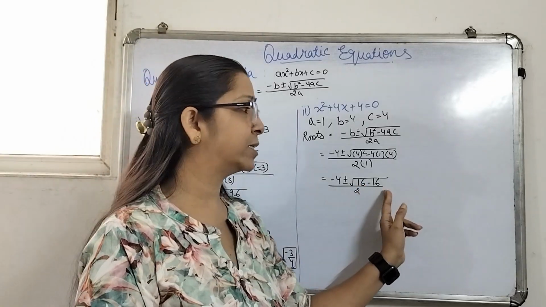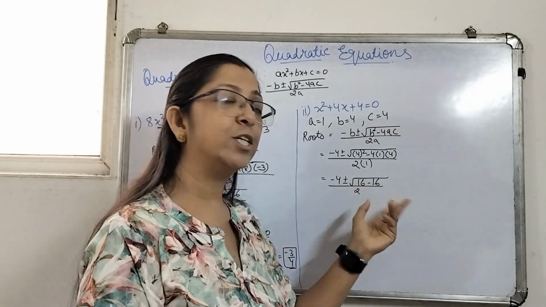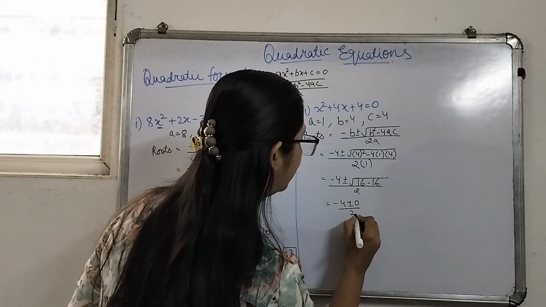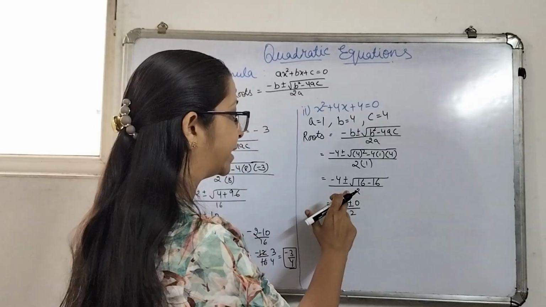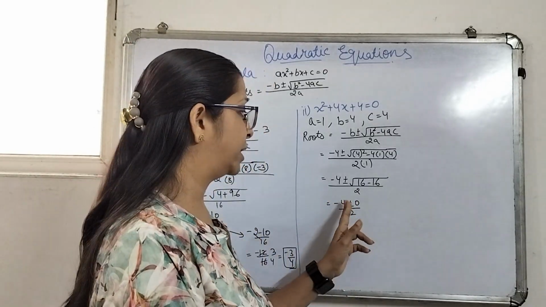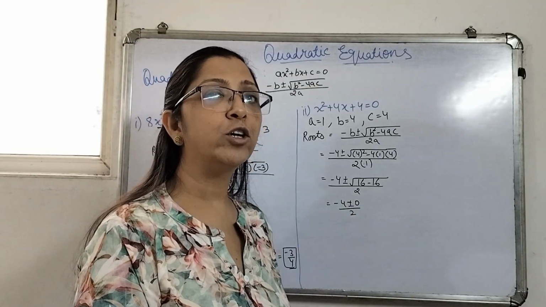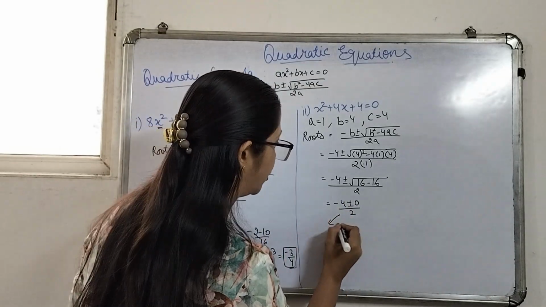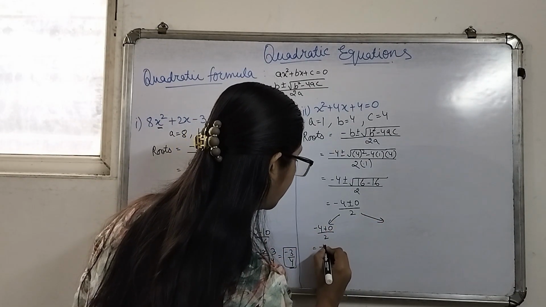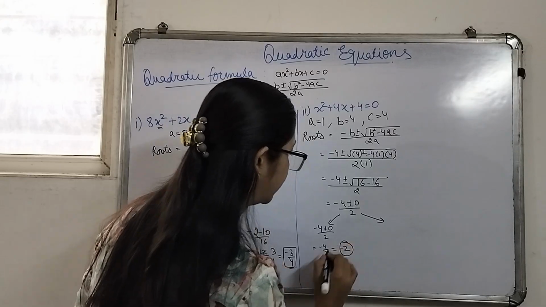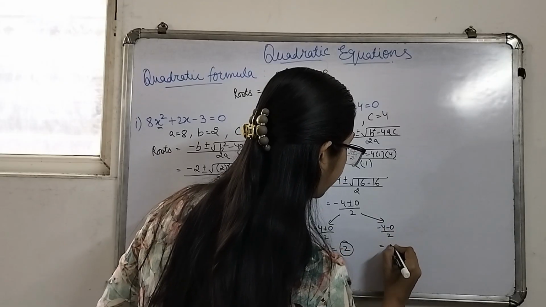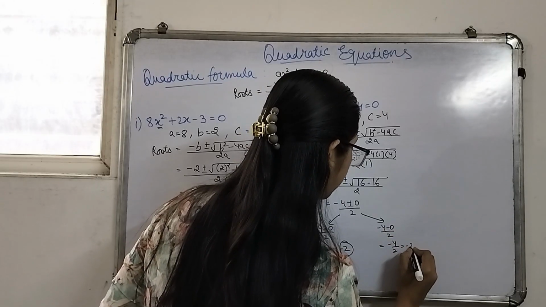Now we can see 16 minus 16 is 0 and the square root of 0 is also 0. So we can see over here plus minus 0 over 2. Now here, whether we take the plus sign or the minus sign, in both cases the answer will be the same, because either adding 0 or subtracting 0 won't make any change. So taking the positive sign, minus 4 plus 0 by 2, that is minus 4 by 2, or minus 2. And if we take the negative sign, minus 4 minus 0 by 2, that will be minus 4 by 2, that is minus 2.